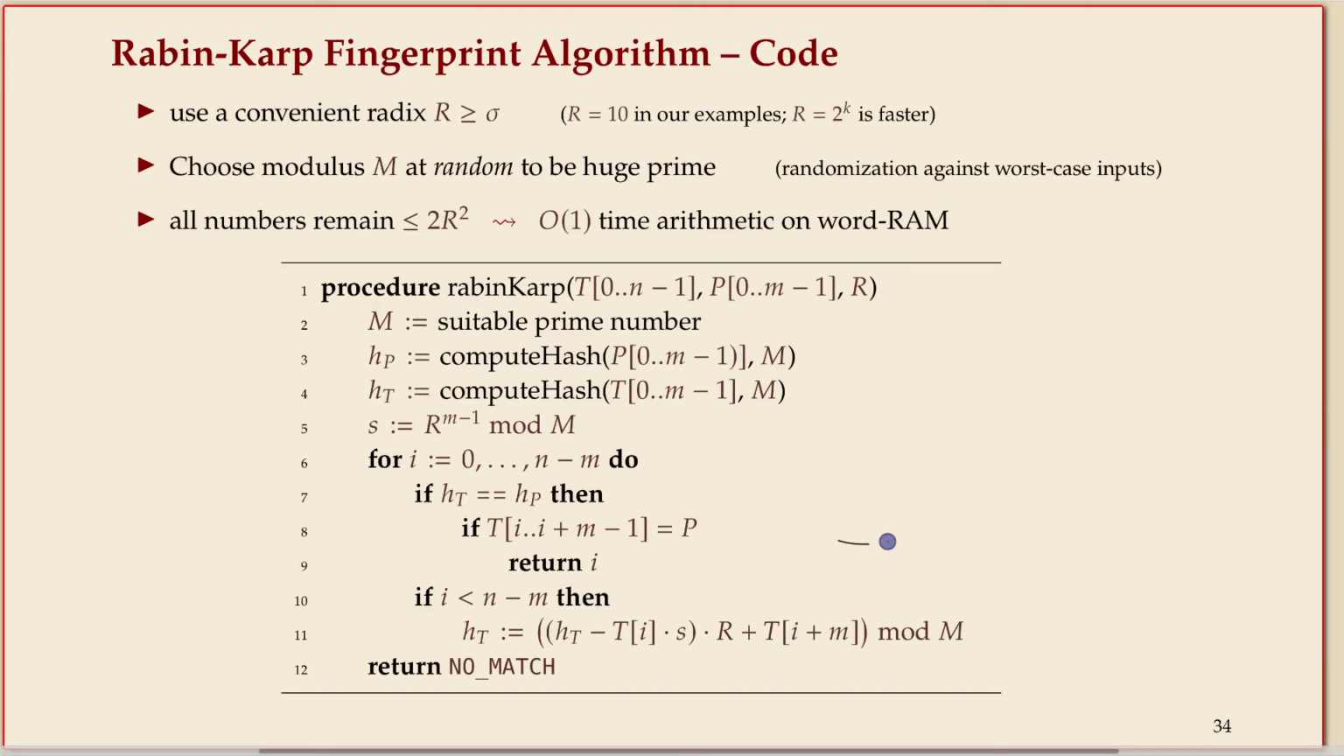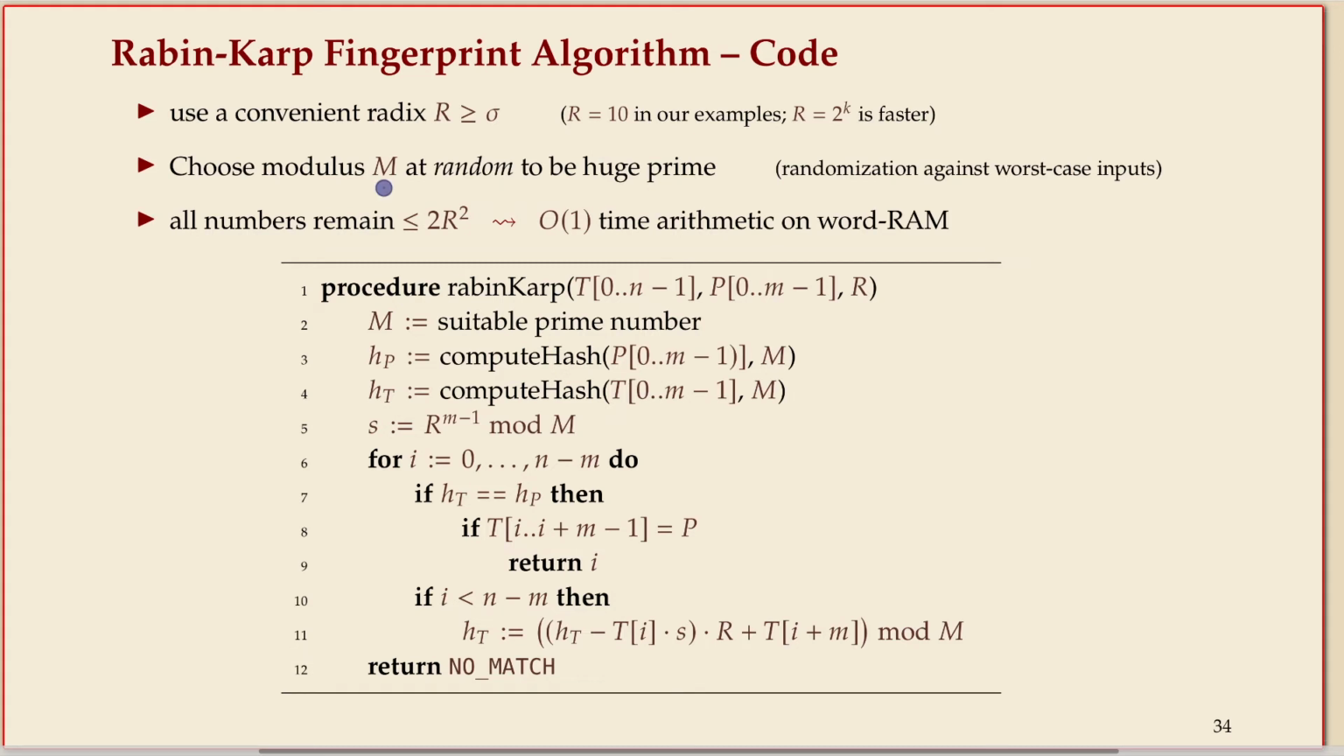I spelled this out in code, but there's no surprises. It's doing exactly what I explained. In the general case, you want to pick a radix that's not necessarily 10, but some number that's at least as big as the alphabet. You can use it slightly bigger. And why would you sometimes want to use a bigger radix? It's convenient to have a power of 2, then the multiplications become shifts. And so it's even slightly faster, even though it doesn't affect the theoretical runtime.